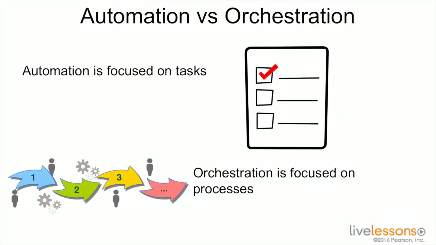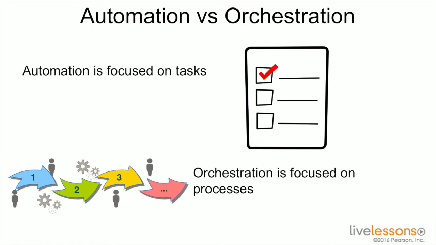Automation versus orchestration. This is a topic that we've got to continue to make sure that you've got a really firm grasp on. So automation is focused on tasks. Automation is all about, if you want to make an analogy, it's like flipping a light switch. I can flip a light switch manually, or I can control it with an automation system.